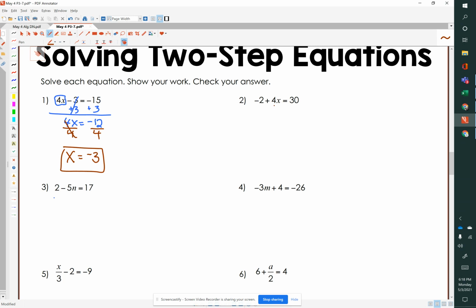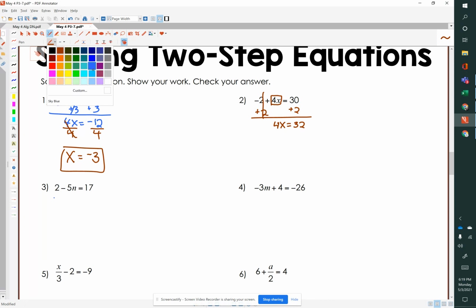Number 2, what is happening to the 4x is negative 2 is being added. So we're going to add positive 2, being sure to do that to both sides of the equation to keep it in balance. So negative 2 plus 2 are 0. We've moved that 2 to the right. And now we have 4x equals 32. And now we're going to divide both sides of that equation by 4, because x is being multiplied by 4. And as we do that, we isolate x, which now equals 8.